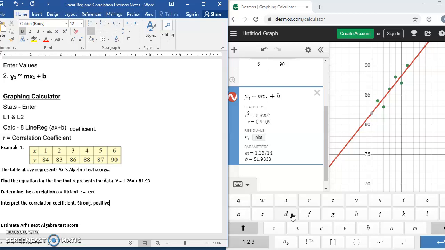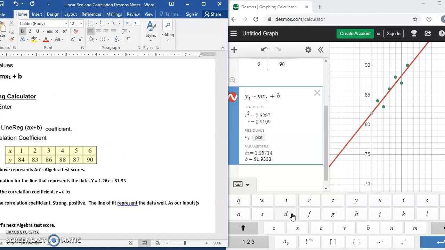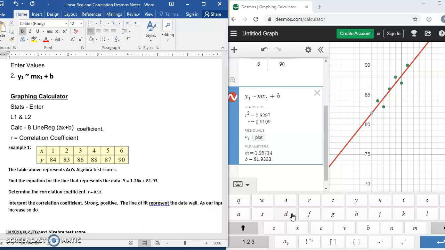And it is also positive. So this will tell the reader that, well, actually I'm going to say the line of fit represents the data well. And we can also say that as our inputs, or X, increase, so do the Y, or outputs.